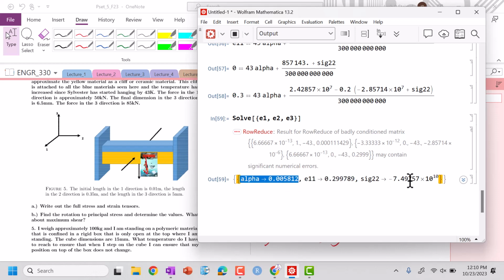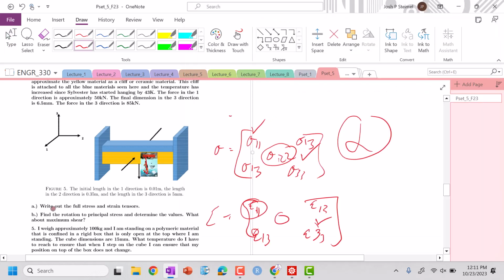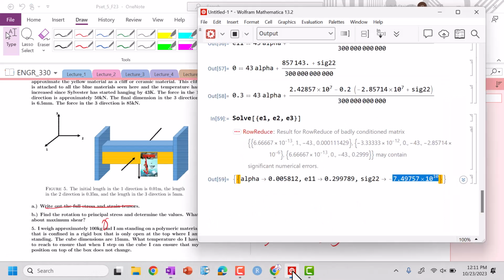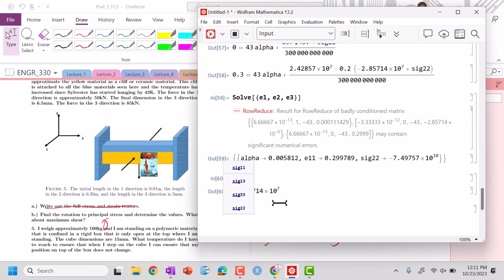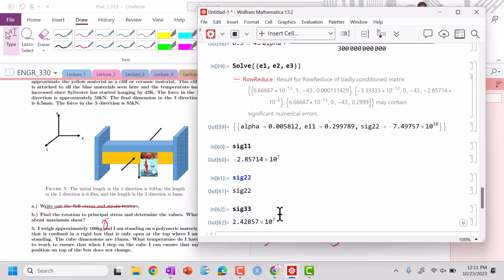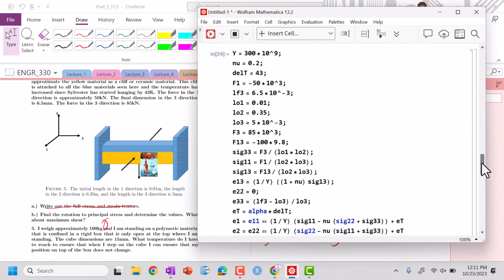So we have our alpha, and we see that our stress in the 2-2 is negative, which is what we may expect. So you can kind of see that cool part from those constraints. Excellent. So full stress and strain tensors, what's the rotation principle? 0. What's the value of maximum? What about maximum shear? Well, if I look at the whole system, so if I look at sig 1-1, sig 2-2, which we know, and sig 3-3, we can kind of see that value here.